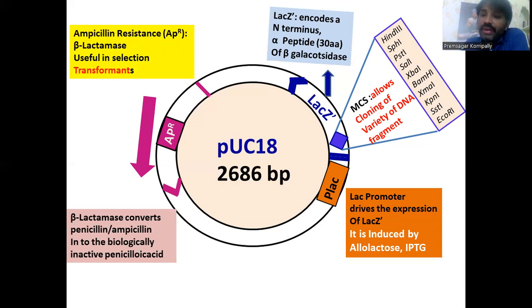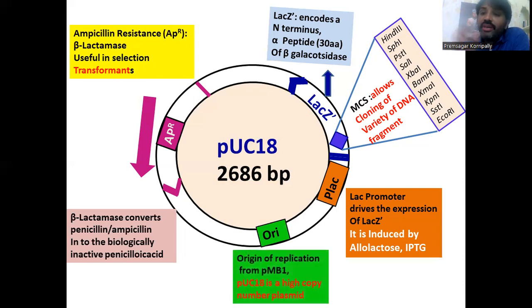Right? The last one, not the least, is the origin of replication. ORI stands for origin of replication. So the origin of replication is a very, very essential element of the plasmid as well as the cloning vehicle, because that enables the vector to be replicated autonomously or independently. So autonomous or independent replication of the cloning vehicle depends on the presence of the origin of replication, from where the replication is initiated.